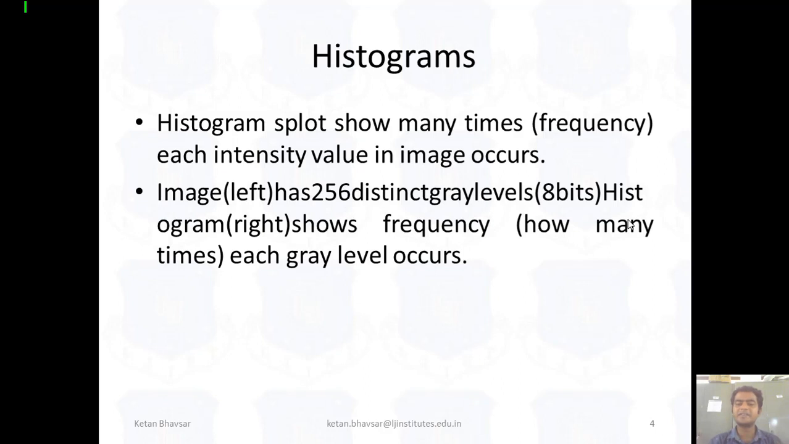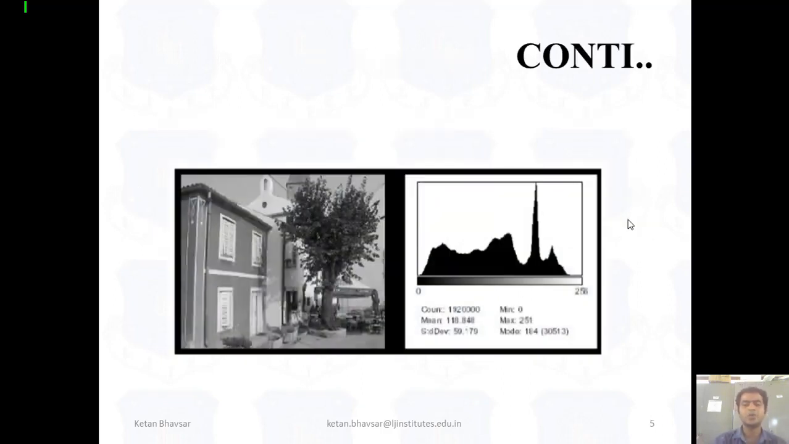The image on the left has 256 distinct gray levels, 8-bit. The histogram shows the frequency, how many times each gray level occurs. As you can see from this image, you can see the number of counts, the mean value, the standard deviation, and the minimum value, which is 0, meaning black. 255 means pure white, and 251 is near to white, and the mode is 185. In this window, whenever you put your cursor you can identify the pixel or central value from the particular image.